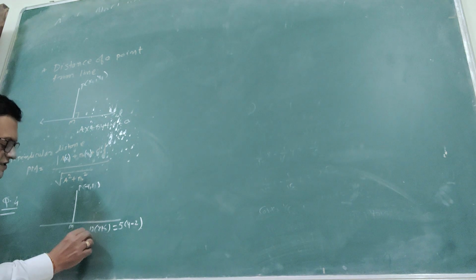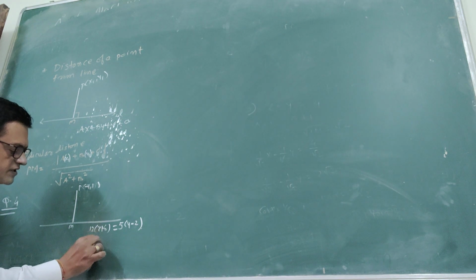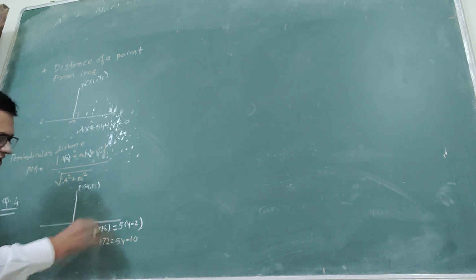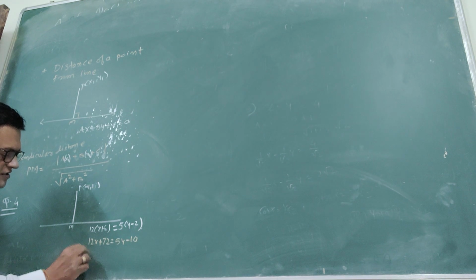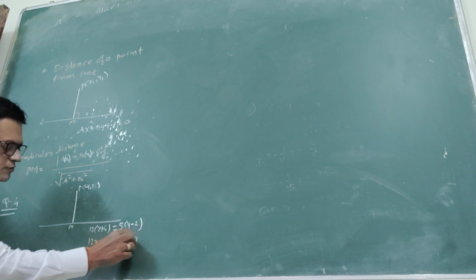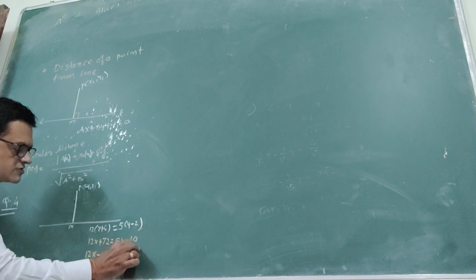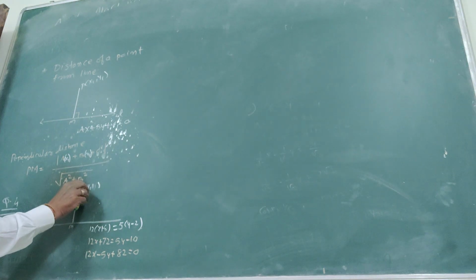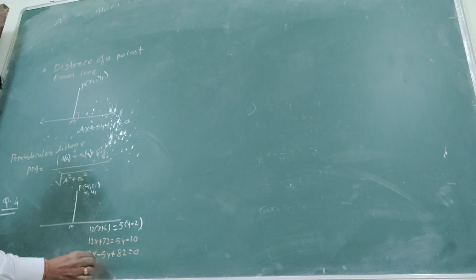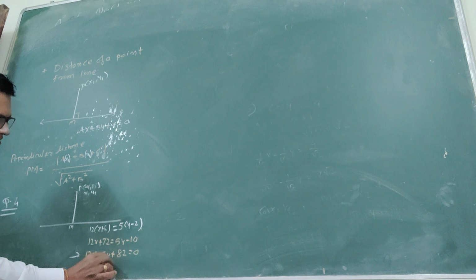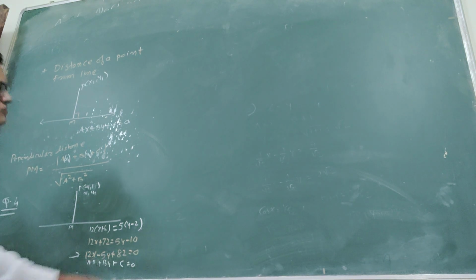So first convert this equation: 12x plus 72 is equal to 5y minus 10. Take 5y and minus 10 to this side. 12x minus 5y plus 72 plus 10, that is 82, is equal to 0. So this is the point, this is x1 and y1, and this is the equation ax plus by plus c equals 0.